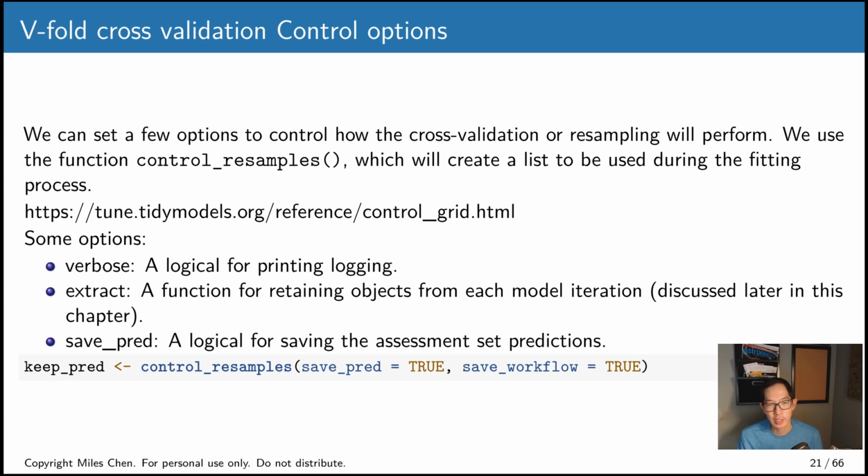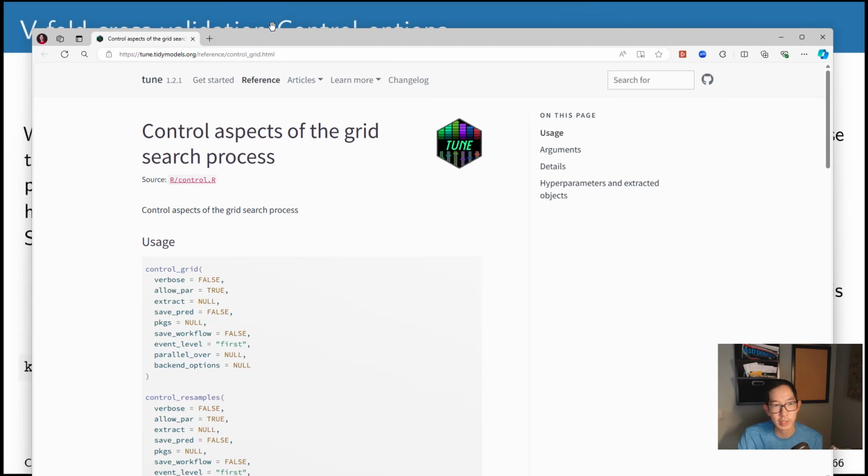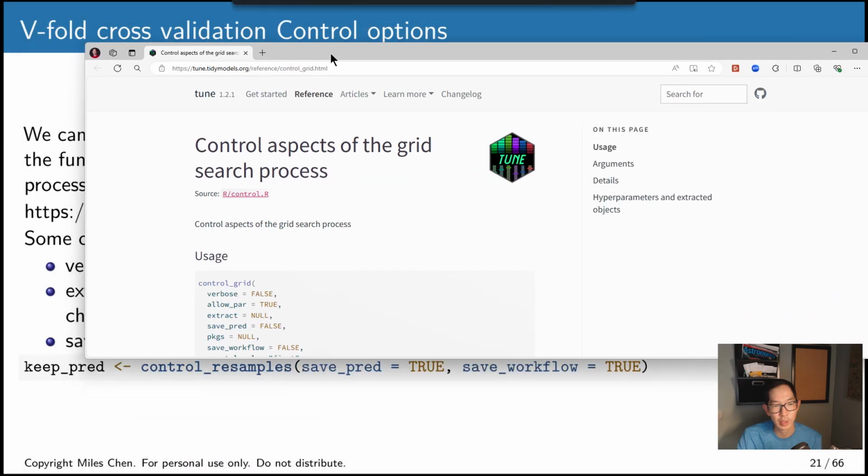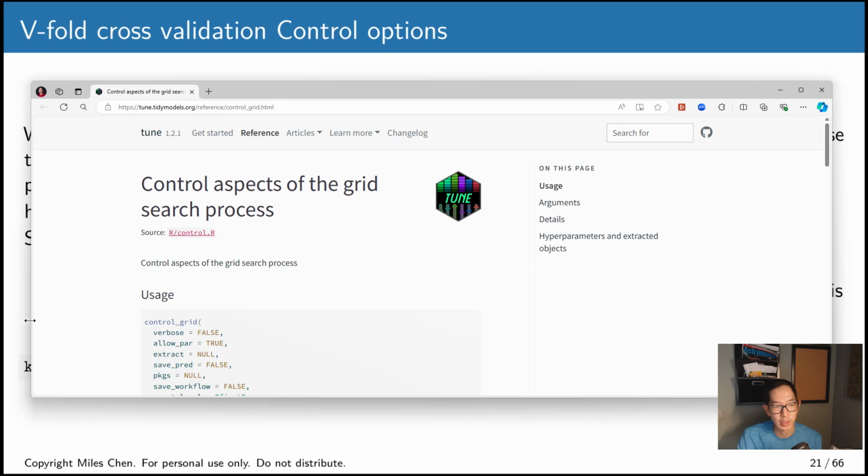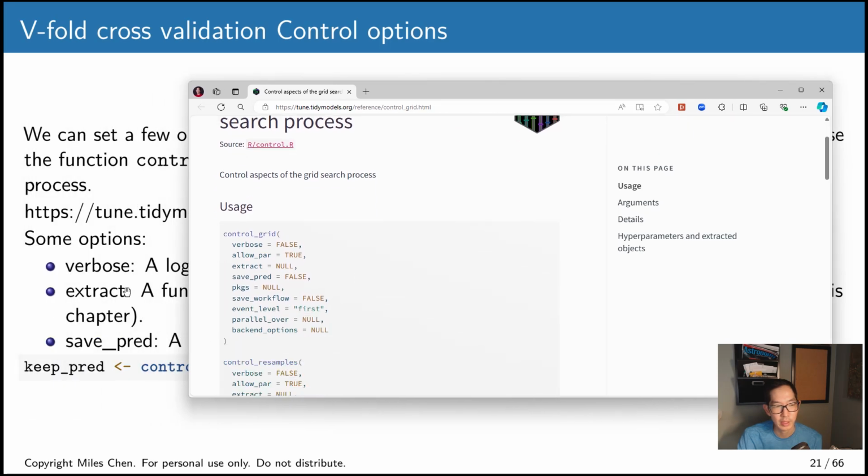Okay, so we can set a few options to control how the cross-validation or the resampling will perform. In order to do that, you can use the function control_resamples, and that'll create a list that's used during the fitting process. You can control aspects of the grid search process for how this is going to go.